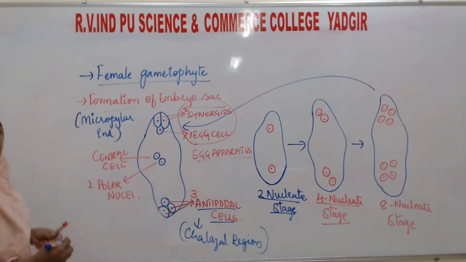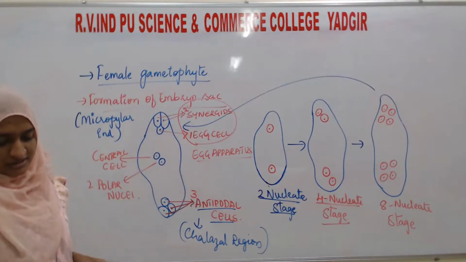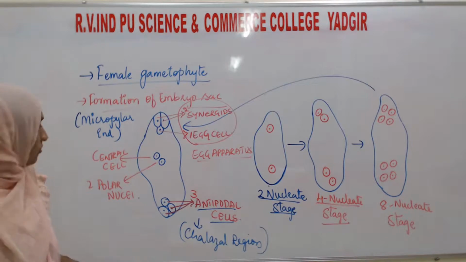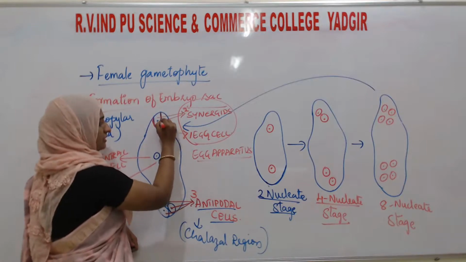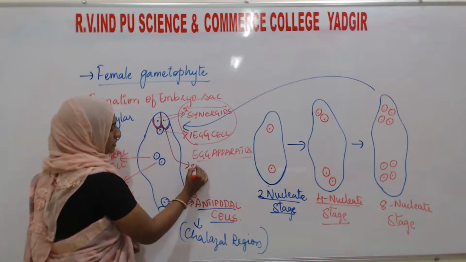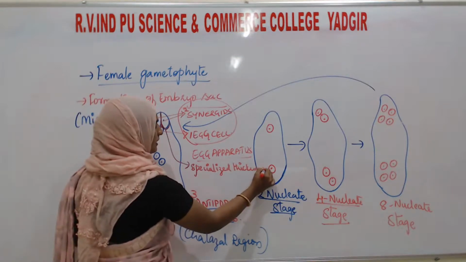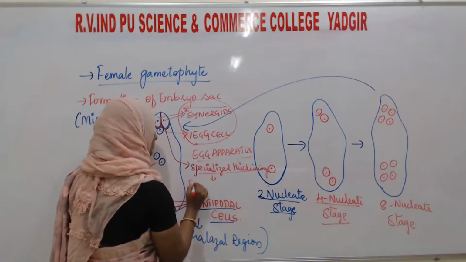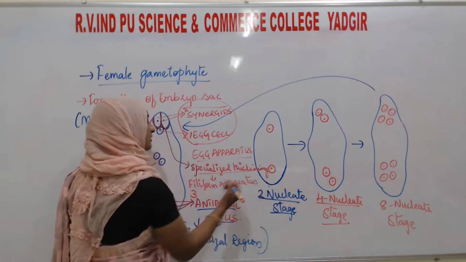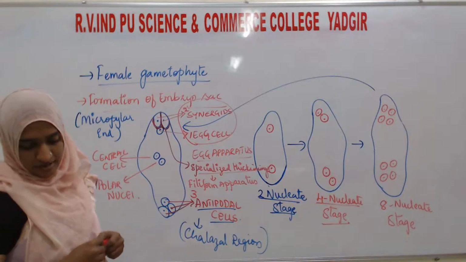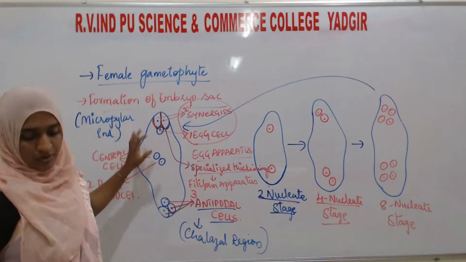And the egg apparatus in turn consists of 2 synergids and 1 egg cell. Okay, the synergids have a specialized thickening. These thickenings are known as the filiform apparatus, and this filiform apparatus plays a very important role while the pollen tube is going to enter into the embryo sac.